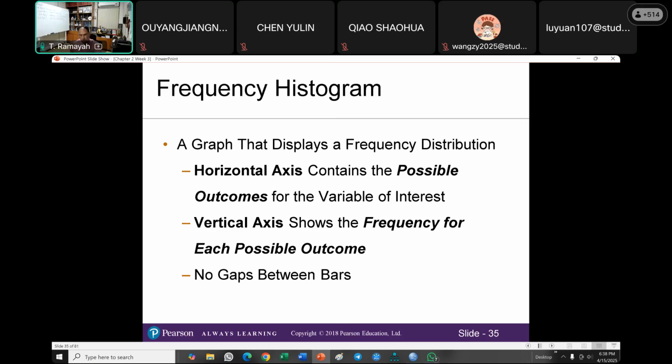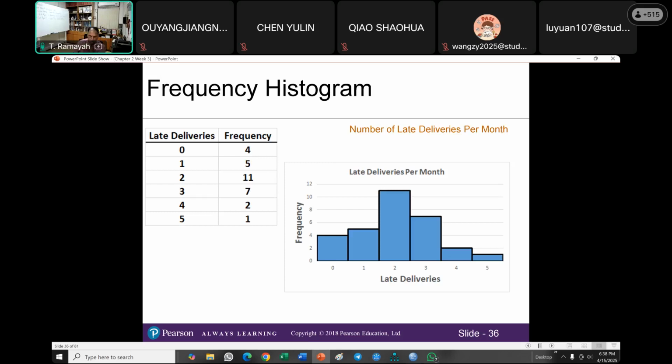Let's say you toss a dice. Your dice will have number 1, 2, 3, 4, 5, and 6. Those are the possible outcomes. Let's say you tossed 30 times. How many times you get number 1, how many times you get number 2, how many times you get number 3 will be on your y-axis. And when we draw the bars, there should be no gap between the bars. That is what we call the histogram.